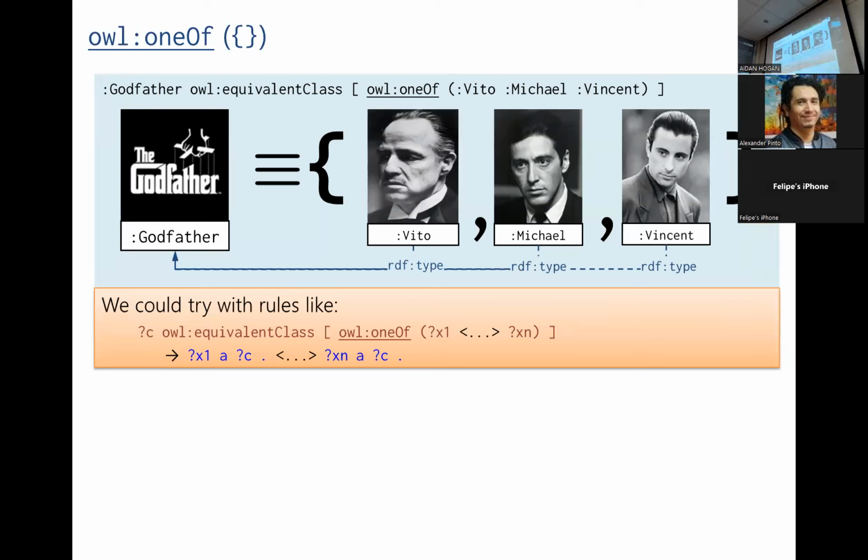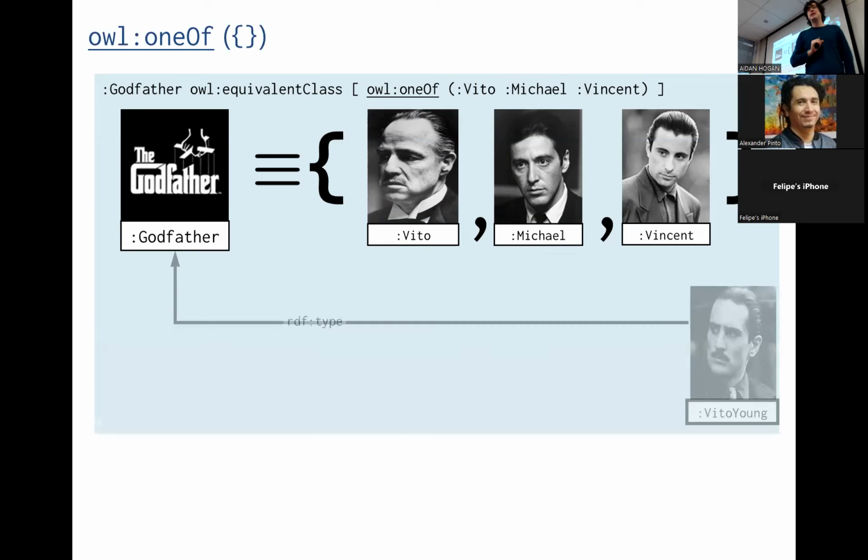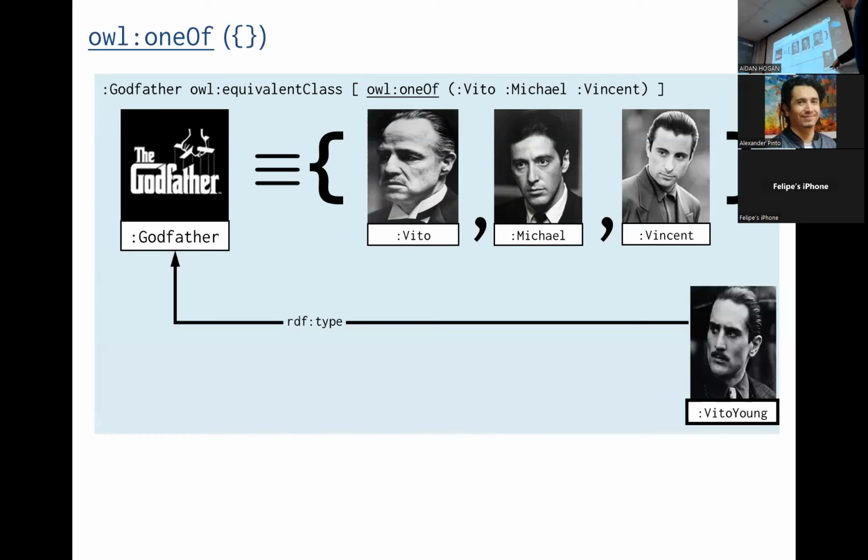But that doesn't really capture the meaning of what this axiom is saying. The axiom says they're equivalent. So it's not just that inference goes in this direction; we can also gain information in the other direction. If we know, for example, that Vito Young is a Godfather, what can we conclude? It must be Vito or Michael or Vincent. Which one? We don't actually know yet.